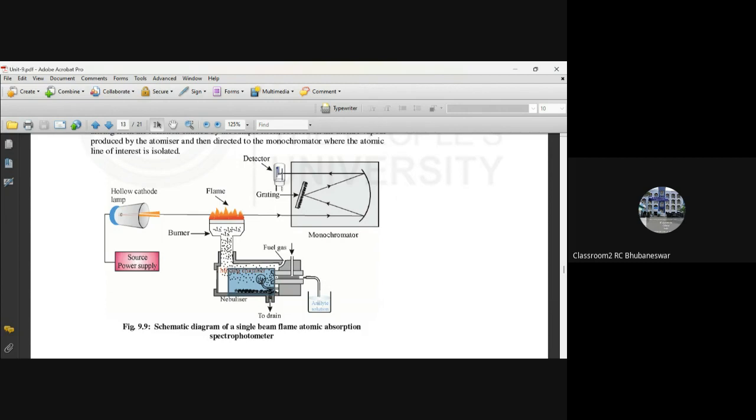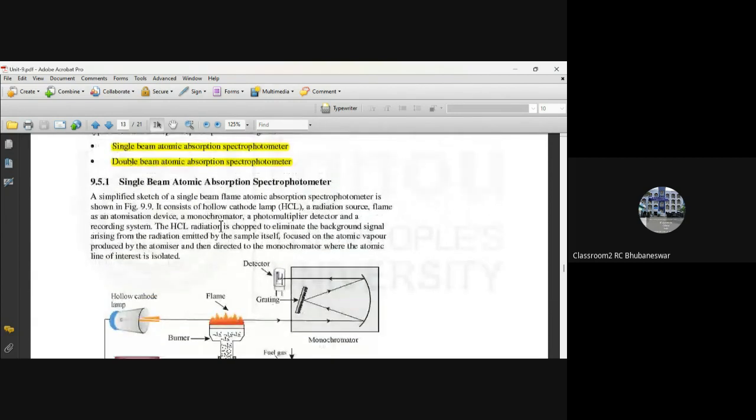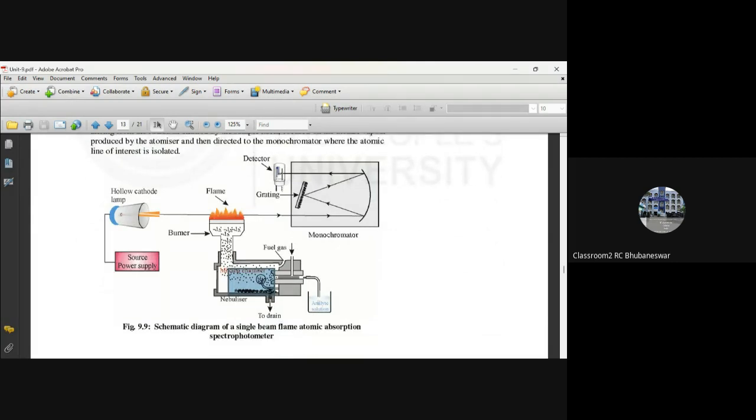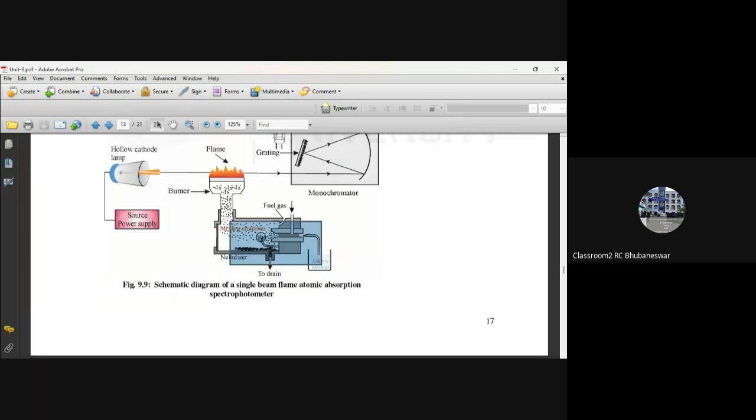So here the demerit is what? Single beam atomic absorption spectrophotometer, double beam we will see, but before that, I'm just telling you what the demerit is over here. If you remember Beer-Lambert's law, log P0 by P is equal to epsilon bc. Means P0 and P, you have to take a reference sample divided by your sample. So once you have to take the reference sample, another time you have to use your sample which you want to analyze for the study.